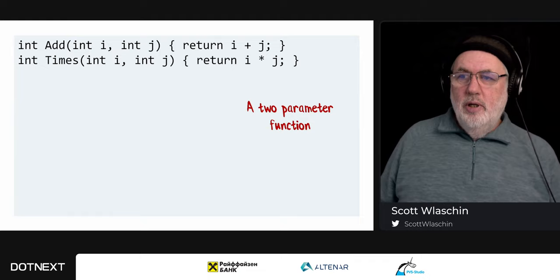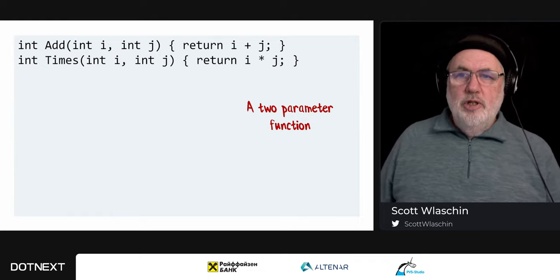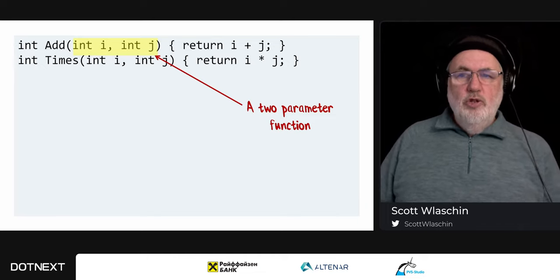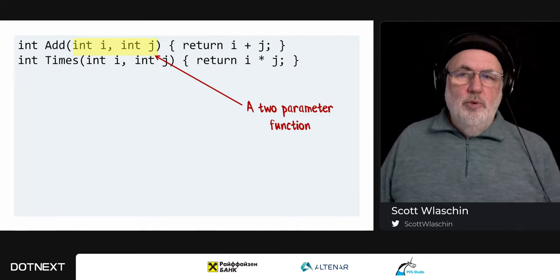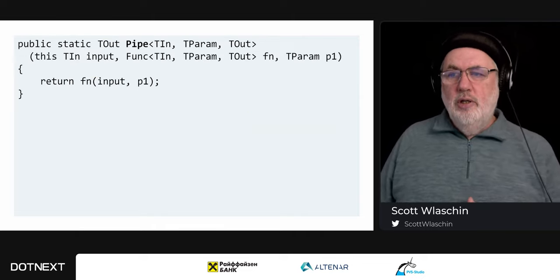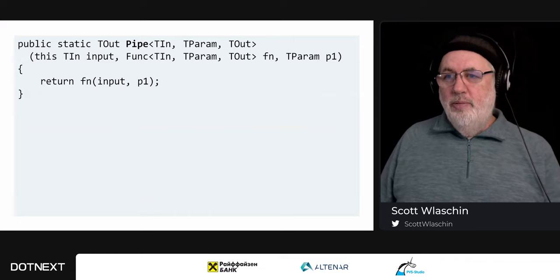Here's the next one. Let's have a look at some examples where it wouldn't work, right? Add where there's two parameters, or multiply where there's two parameters. So those ones would not work with the pipe. So if we want to get these ones to work with pipe, we need a new kind of helper function. And here it is. It's called pipe.